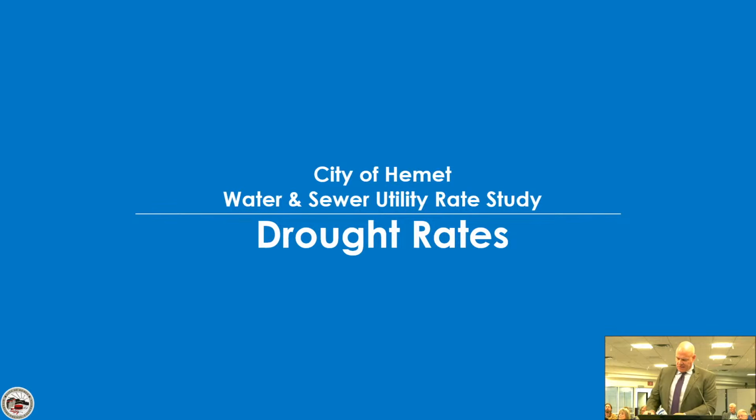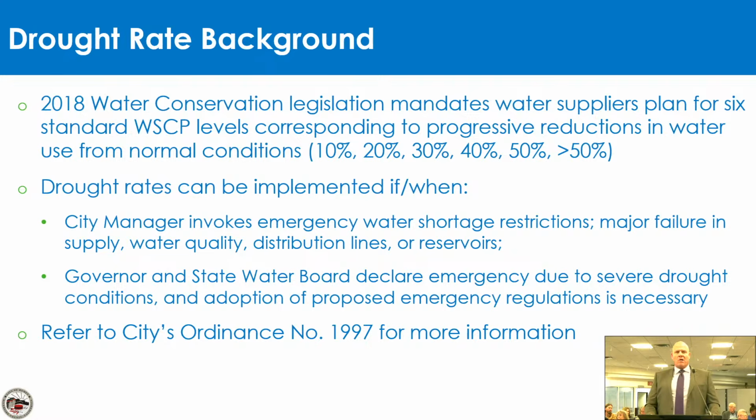Finally, the last discussion here will be about drought rates. As part of our work with the city, we were asked to develop a system of drought rates. Under state legislation, water suppliers are required to plan for different levels of drought and have that as part of their drought ordinance. You can see the city's drought ordinance is in the municipal code under Chapter 82, Article 3, if anybody is interested in looking that up.